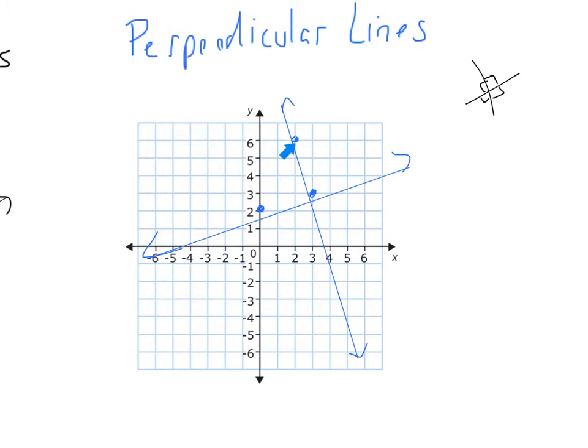How would I rise and run to go from here to here? Well, I would rise negative 1, 2, 3, so go down 3, and then right 1. So it's negative 3 over 1. Okay, and that's for this one.